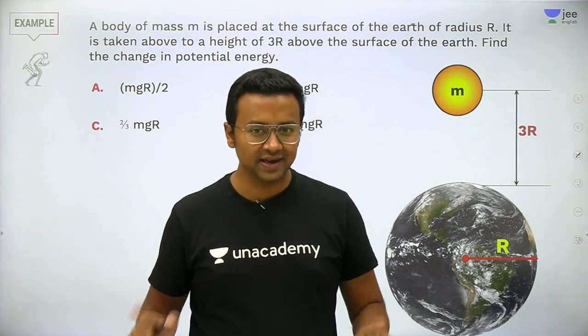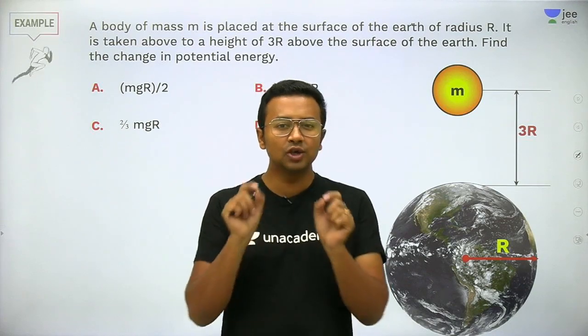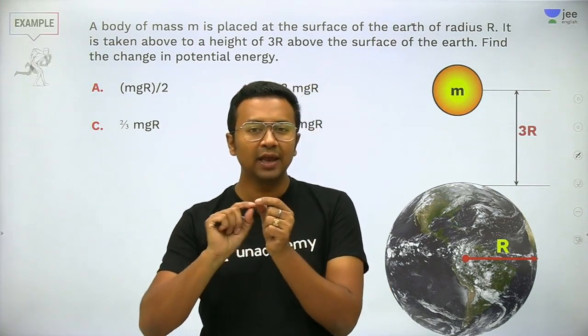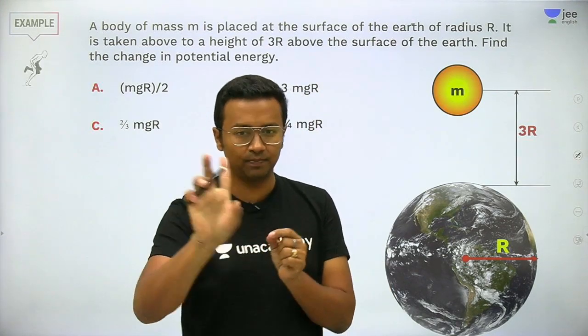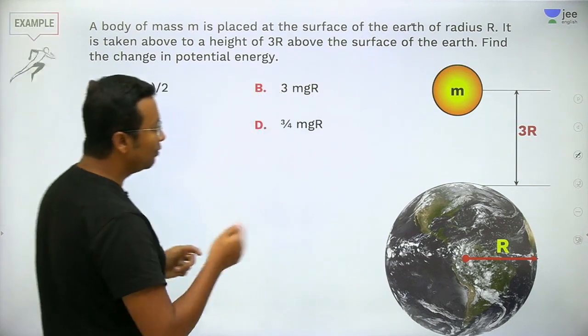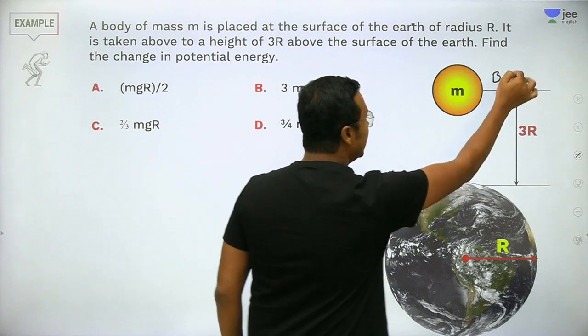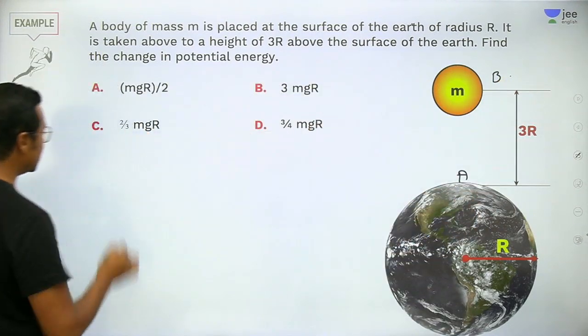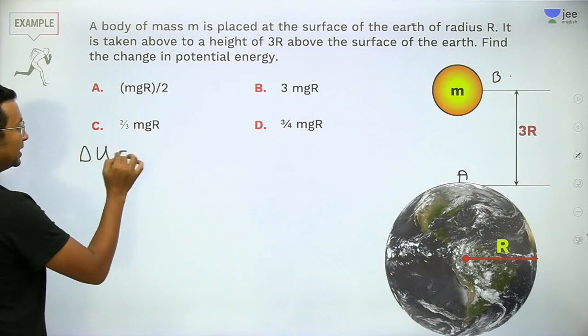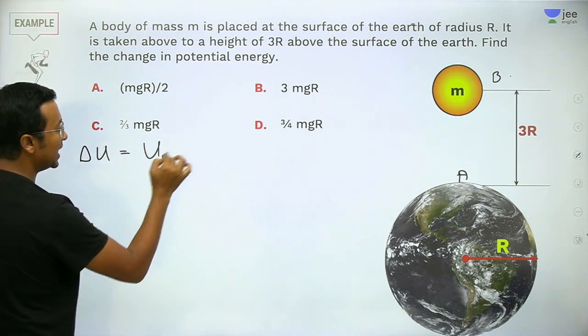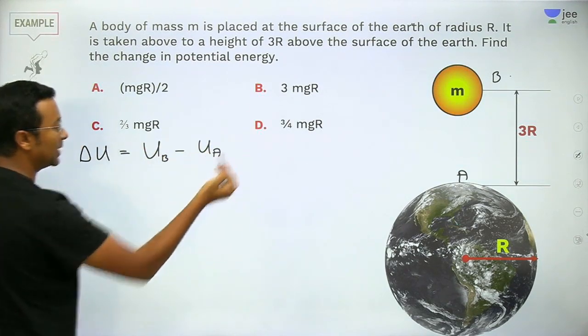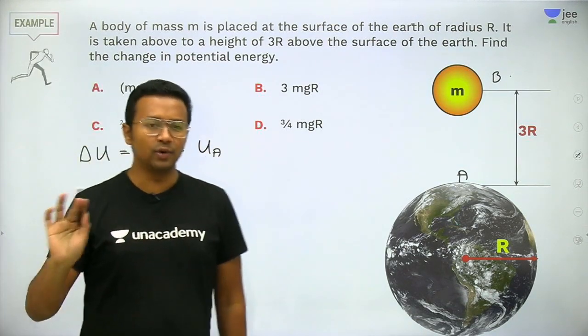Now I know this question is very simple, but here I'm going to teach you a short trick which will help you in your future questions. I'll tell you how. Let's say that this point here is A and this point here is B. So change in potential energy can be written as final potential energy minus initial potential energy. We know how to do it, right?